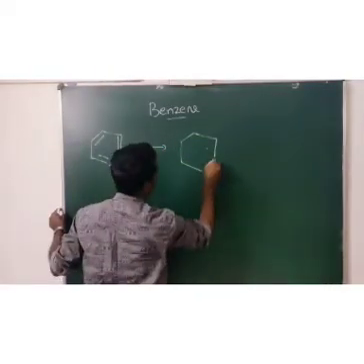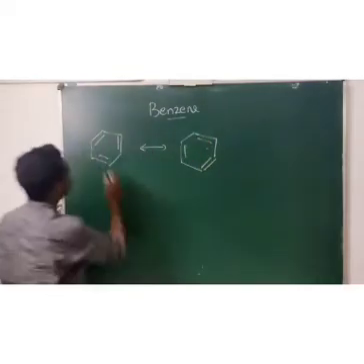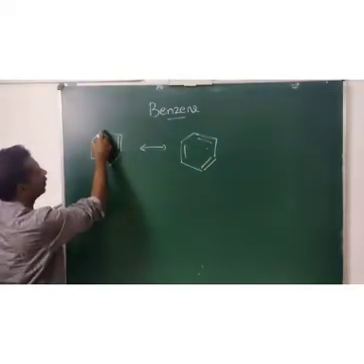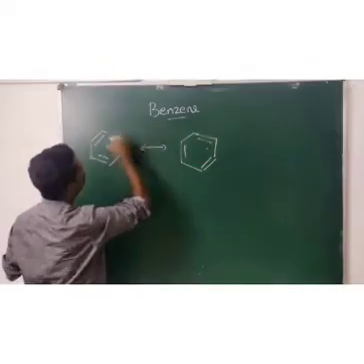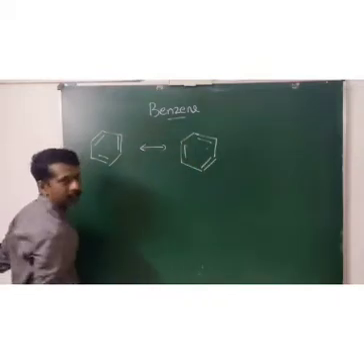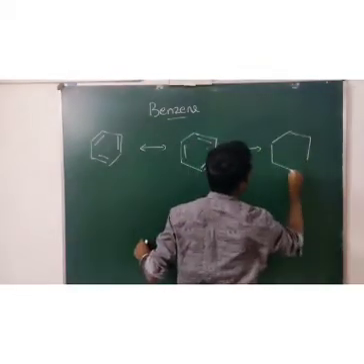that the position of the double bond is changing. Here you can see that the double bond is between these two carbons, and in this structure the position of the double bond is changed, or it can be represented like this.